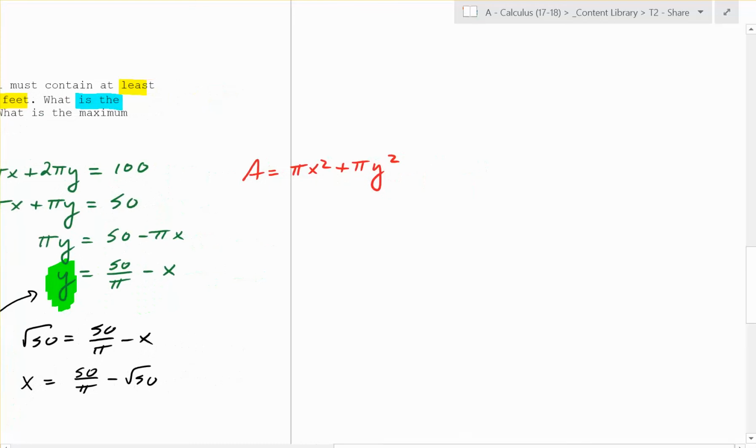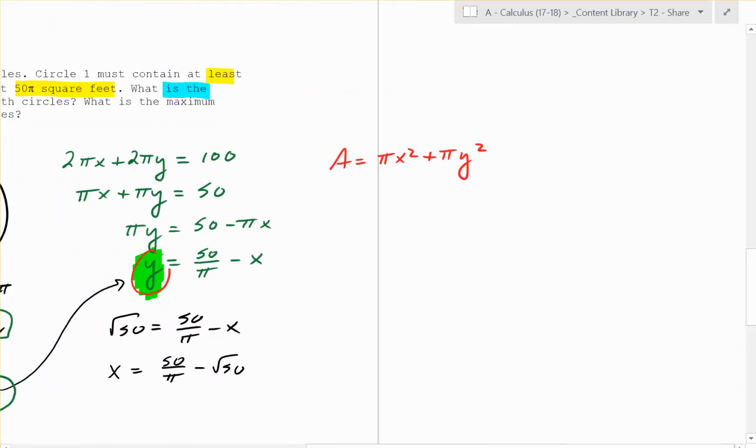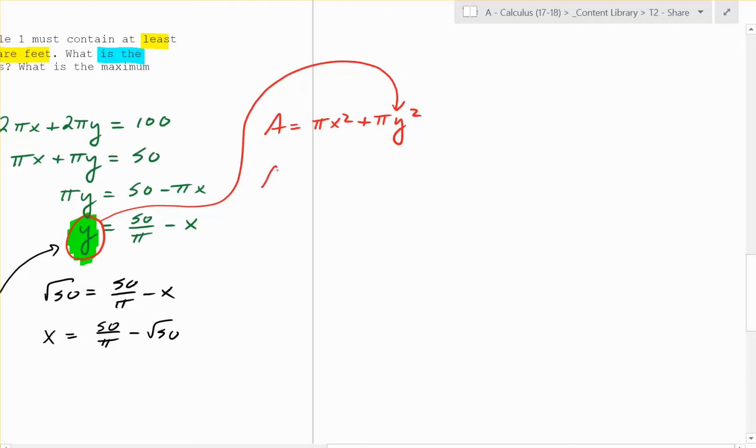To find a minimum, we need to take the derivative, but we don't like having two variables, so we need to get rid of one of them. Luckily, we know that y is equal to 50 over pi minus x. So you take this y value and plug it in right there, and you end up with area is equal to pi x squared plus pi times 50 over pi minus x squared.